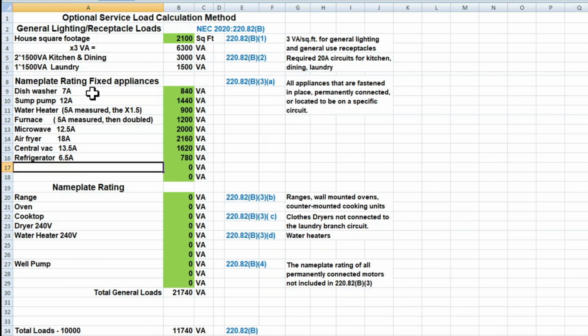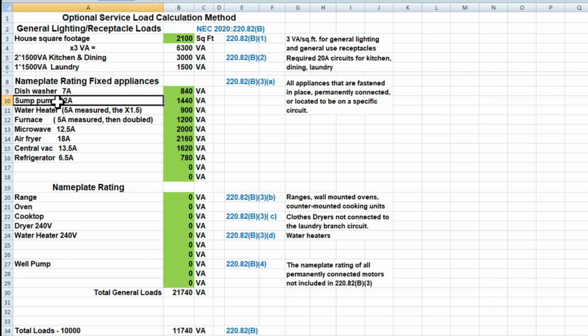So I have my dishwasher, 840 VA. Everything that's highlighted in green here, you can change the value. So if it was 600 VA, you can just enter that. But it was 840, so I'll leave it at that. I happen to note in here that my dishwasher's nameplate rating is 7 amps, but I calculate that out to VA over here.